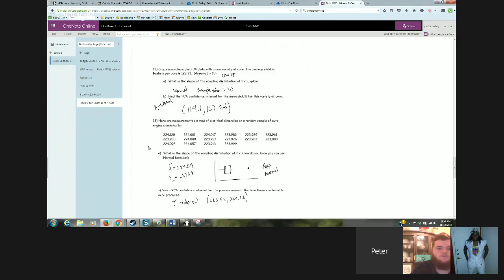So in number 12, if it would have said like 24 plots, we would have needed to do a box plot. Well, we don't have enough information in number 12 to actually do a box plot.